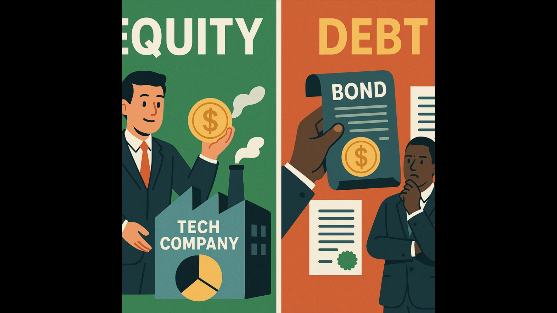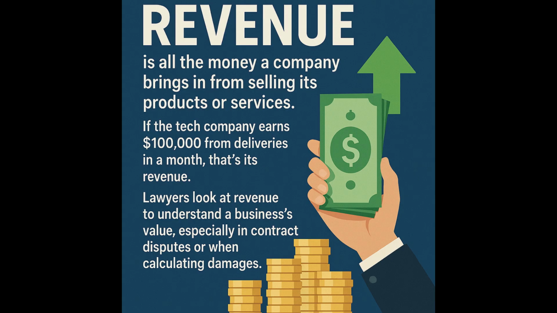For example, if the tech company issues bonds to raise money, that's debt, and lawyers need to check the terms to avoid default scenarios. Revenue is all the money a company brings in from selling its products or services. If the tech company earns $100,000 from deliveries in a month, that's its revenue. Lawyers look at revenue to understand a business's value, especially in contract disputes or when calculating damages.